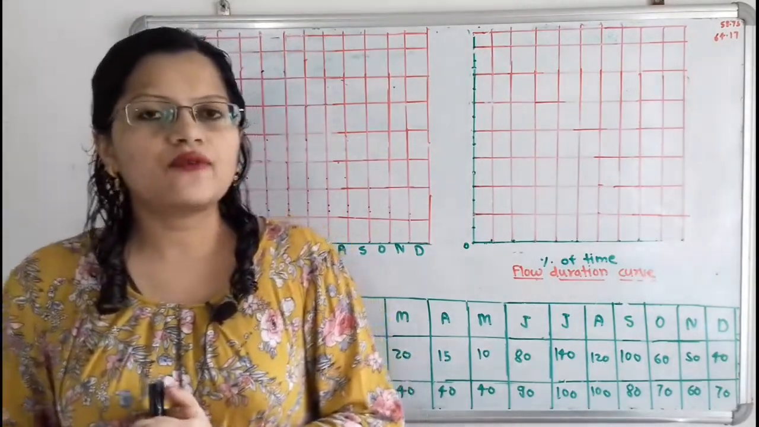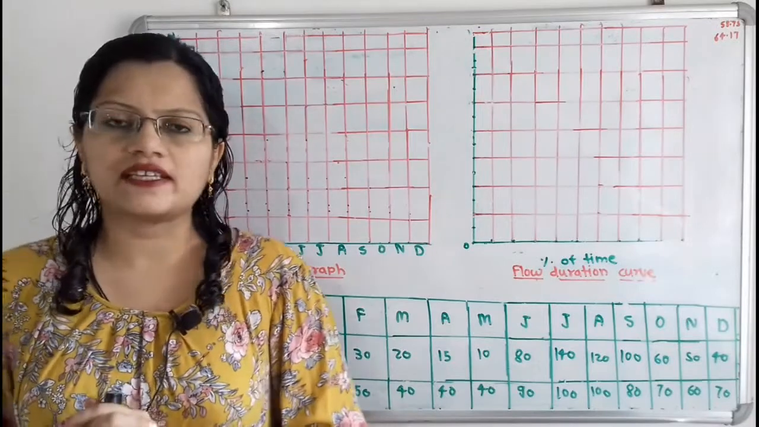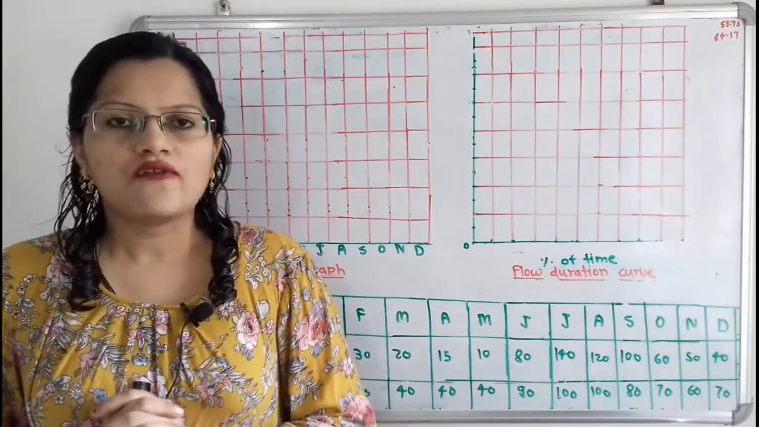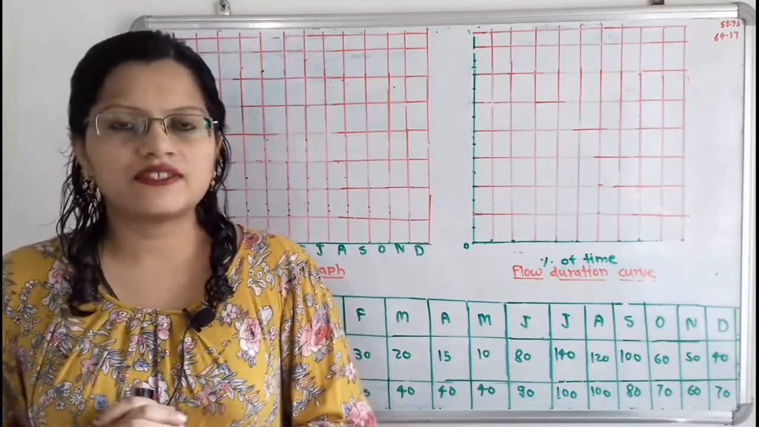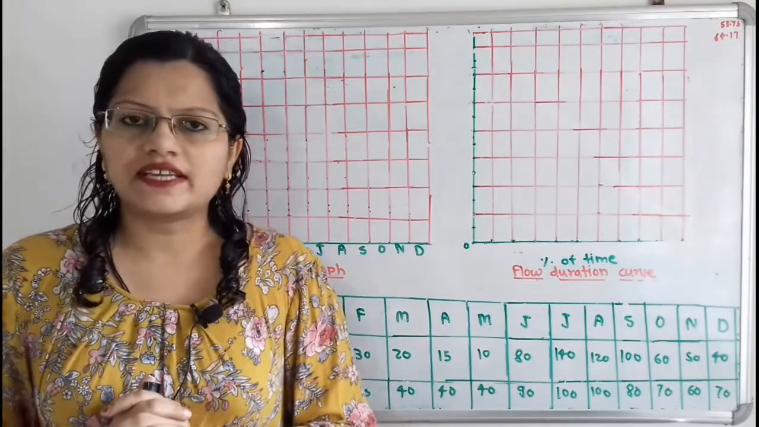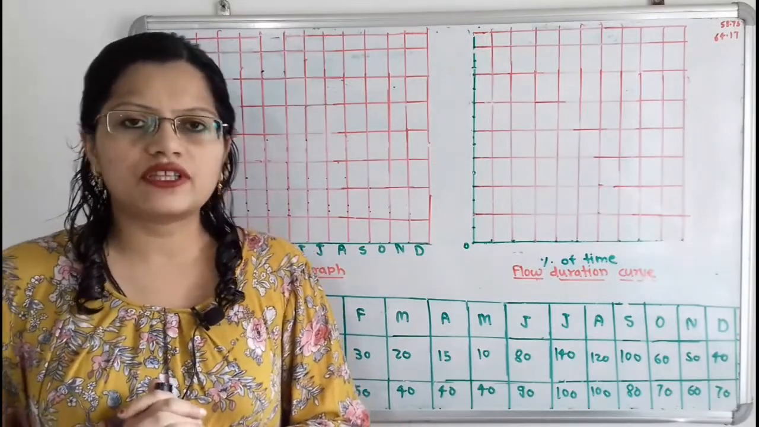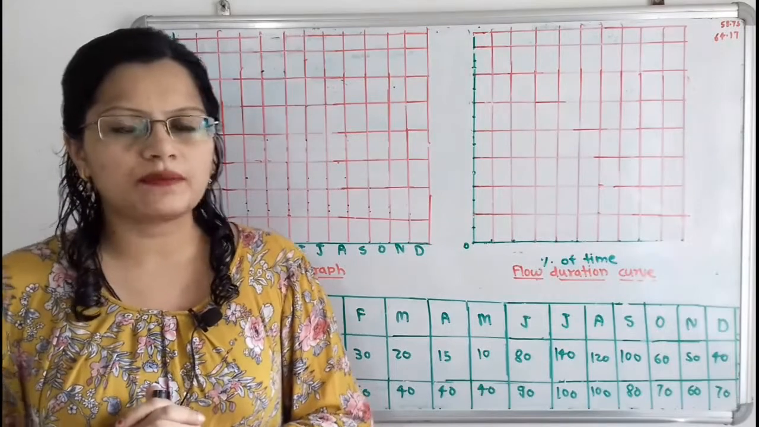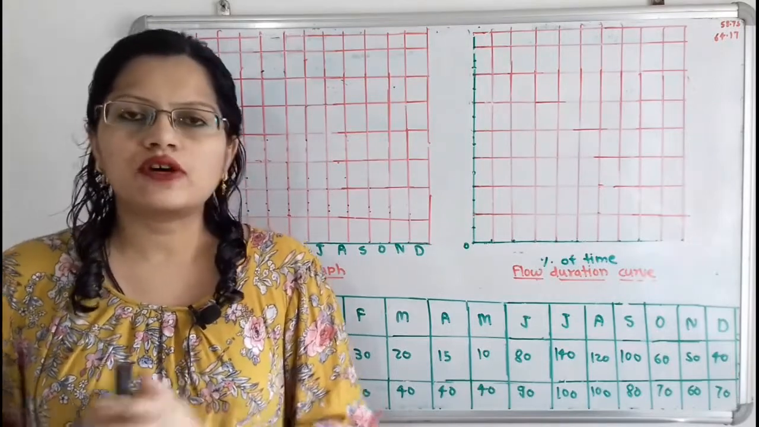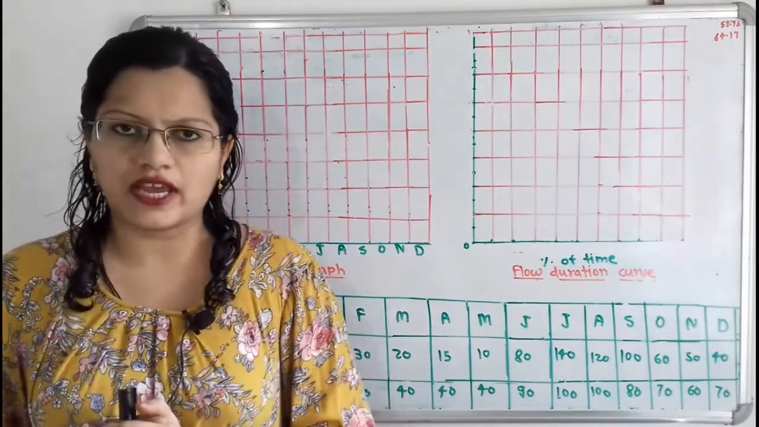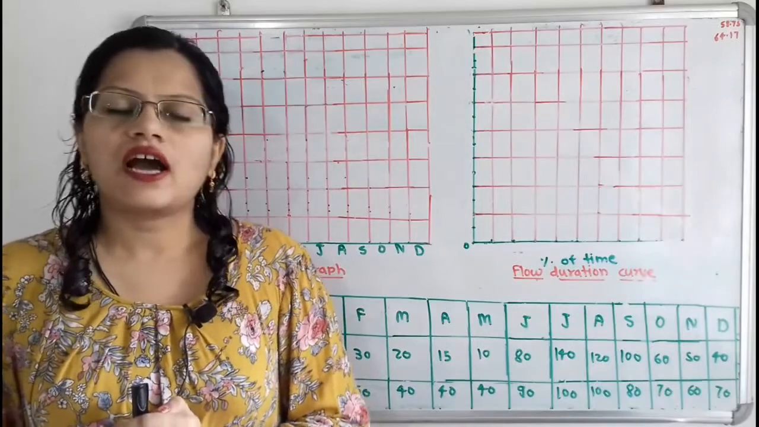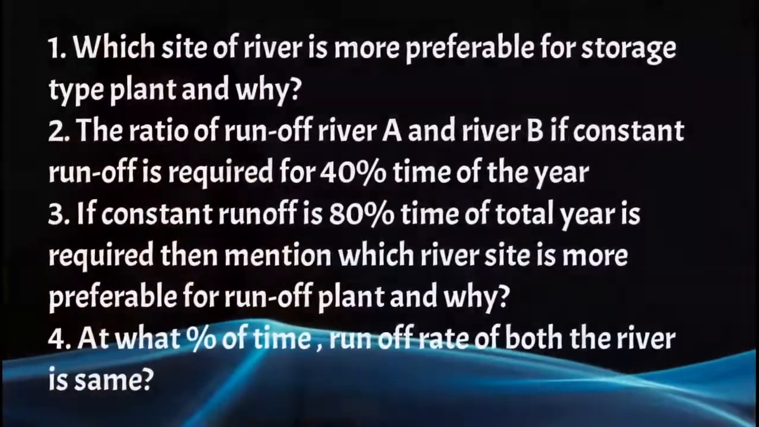And we have to find out which river site is more preferable for the runoff plant as well as which river site is more preferable for the storage type of power plant, and we also have to give the reason for that. Now first I will read what the given problem is.